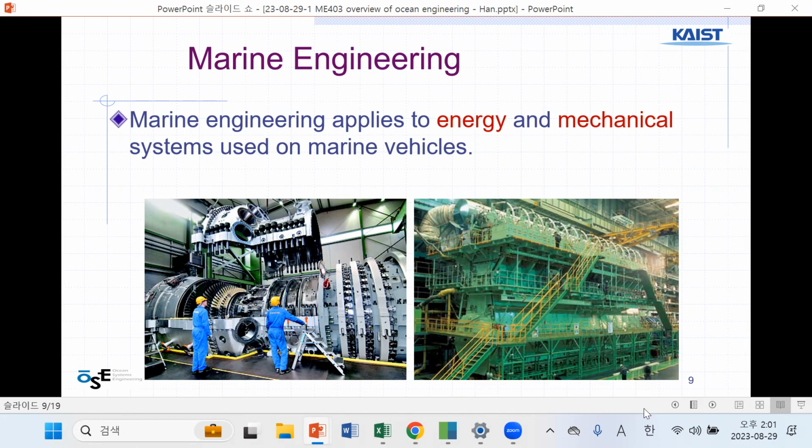But this one, you can see the human here and here. You can estimate the size of this one, the engine of the ship. The diesel engine, right? Very big, right? Inside the ship, the big engine is inside the ship. Slow speed diesel engine. But nowadays they are trying to change to what? Once again? Fuel cell?